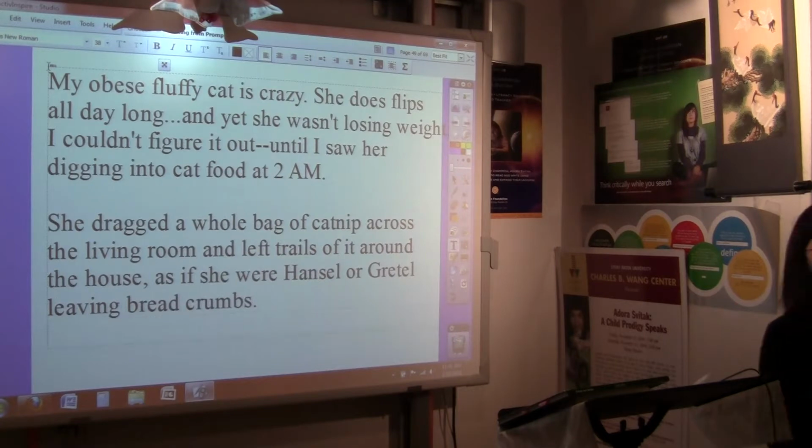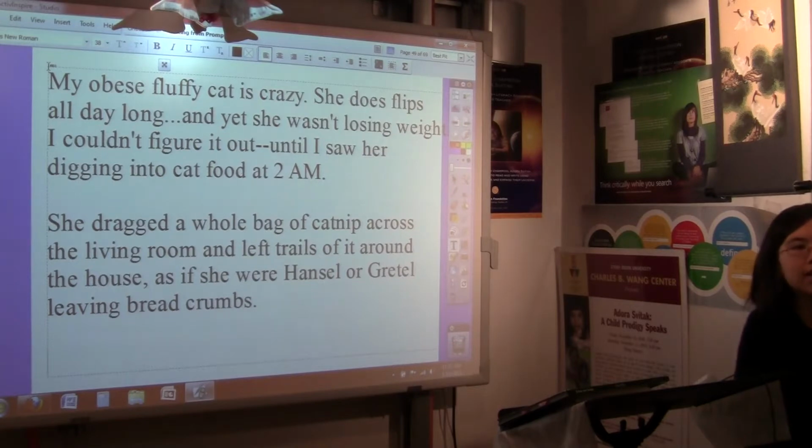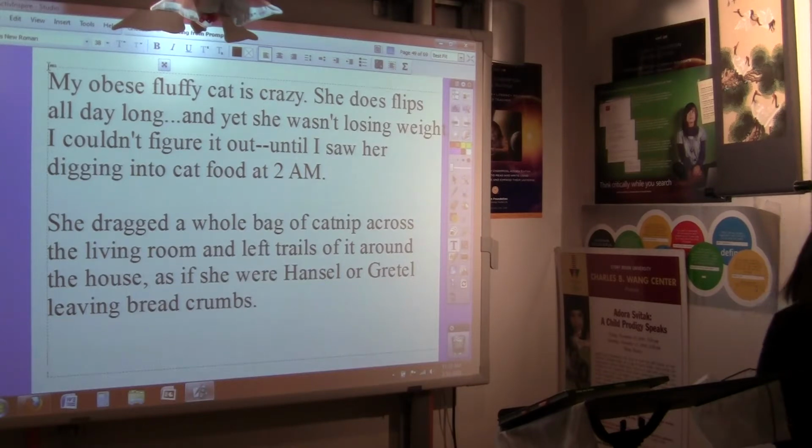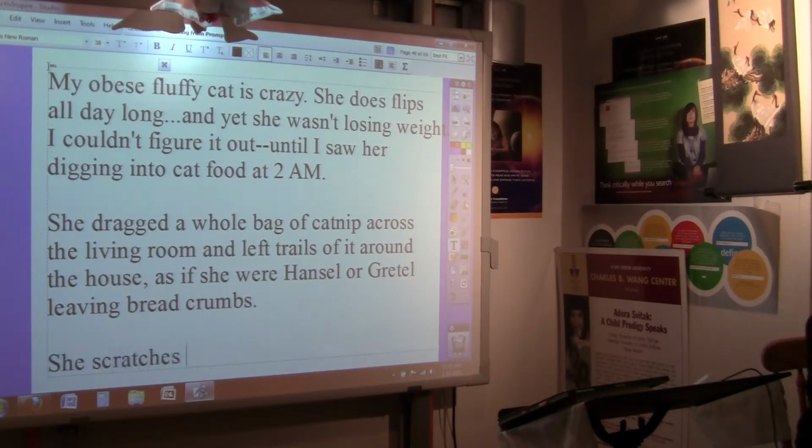Okay, so kind of figurative language comparing her to Hansel and Gretel with the breadcrumbs. And one more thing, which will make a cat crazy. Think of your cats and what they do when they're really mad or just out of it. Scratches people. Okay, she scratches people with her giant claws.